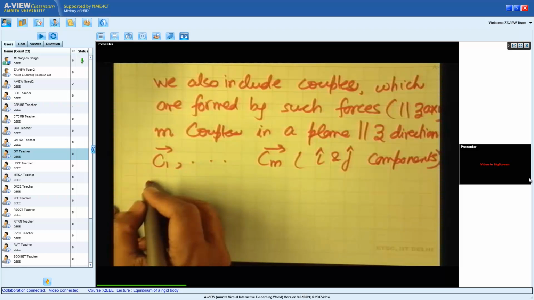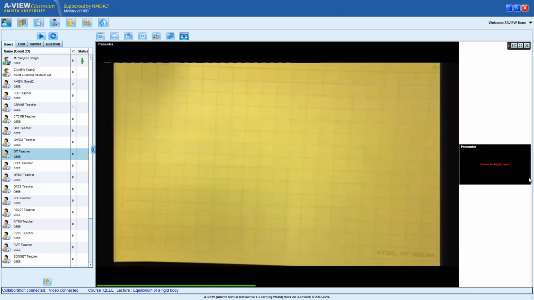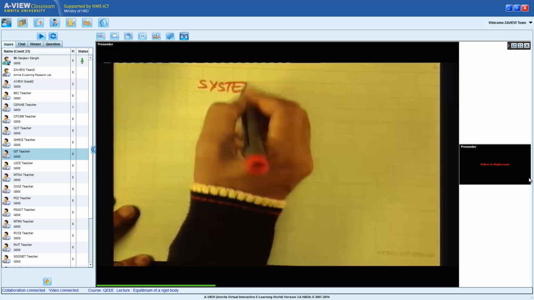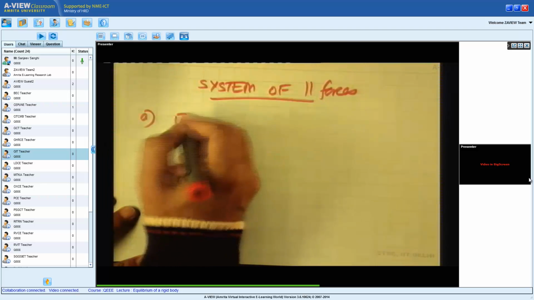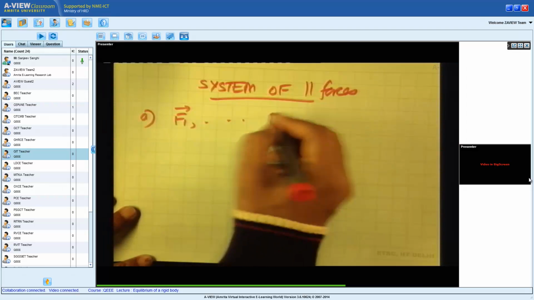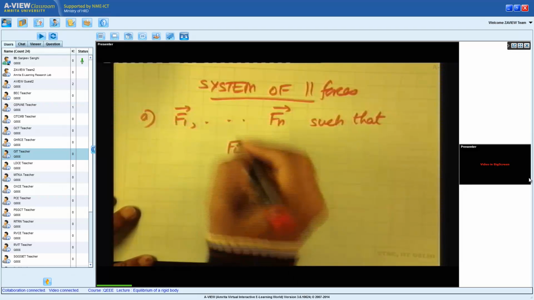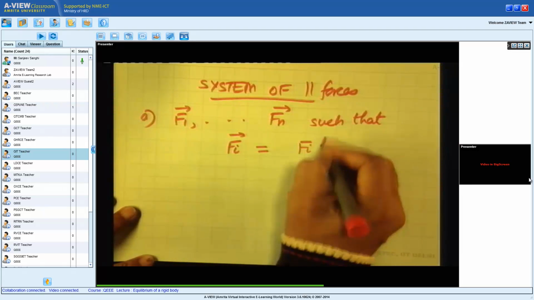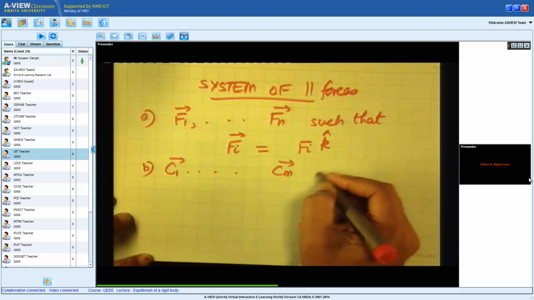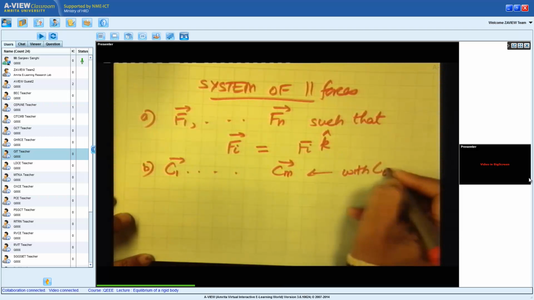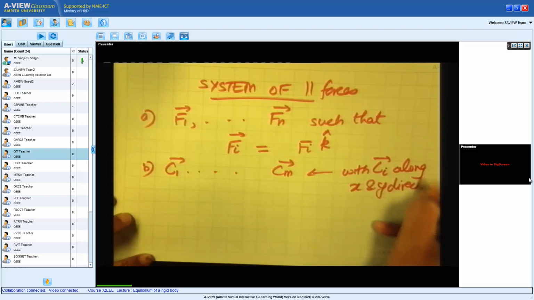So once again, the system of parallel forces which I am talking of includes forces F1 up to Fn, such that each of these forces Fi is equal to Fi k, and couples C1 up to Cm with Ci along x and y directions.